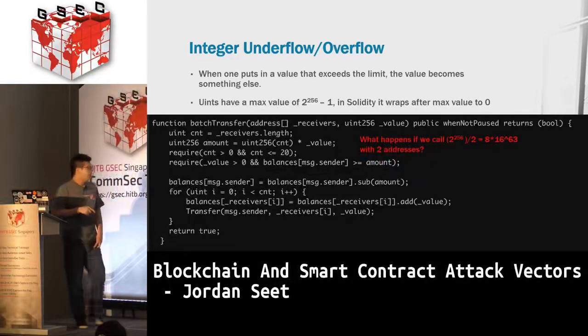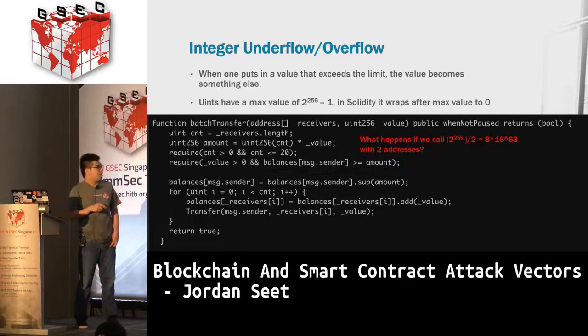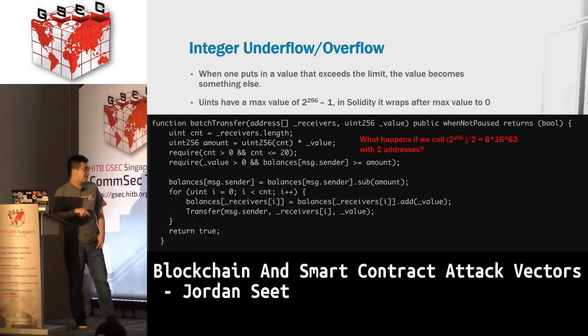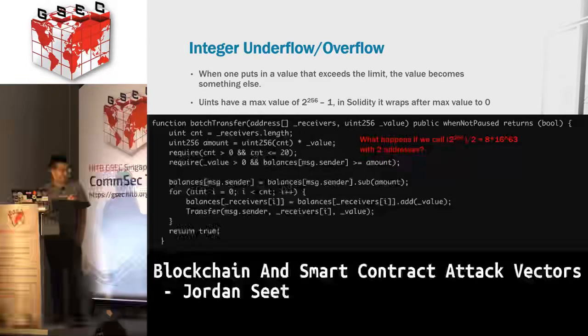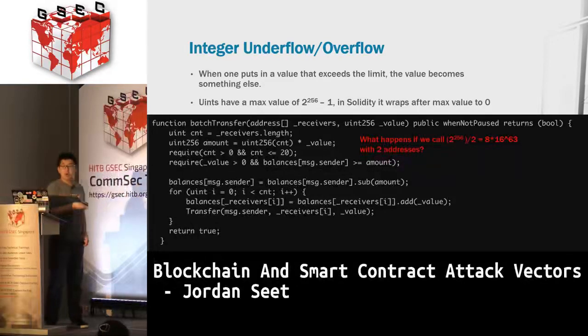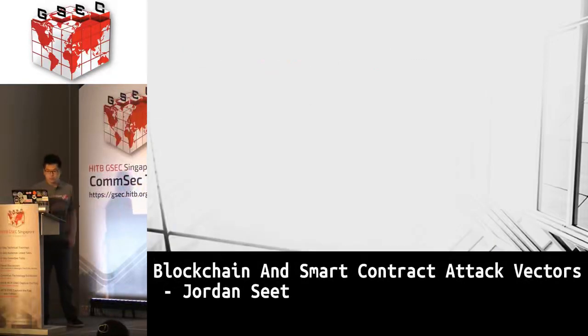But the amount that I'm sending, because of integer overflow, is going to wrap around. It becomes 0, and it passes this check because I can call this with 0 money. Then I send money to 2 different receivers with this huge amount of coins. So that is a flaw in the smart contract that not everybody can catch.